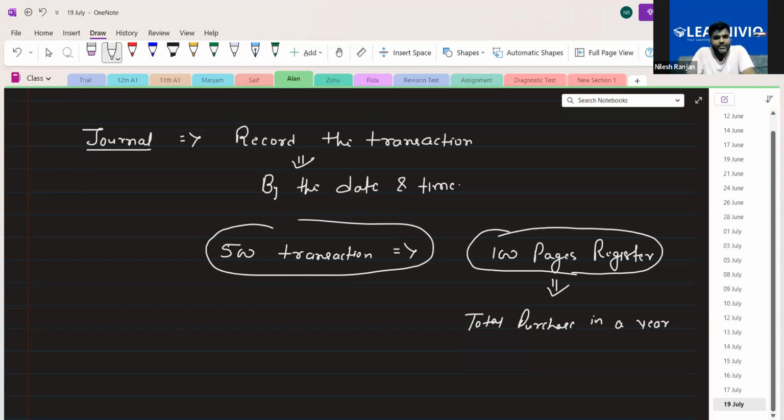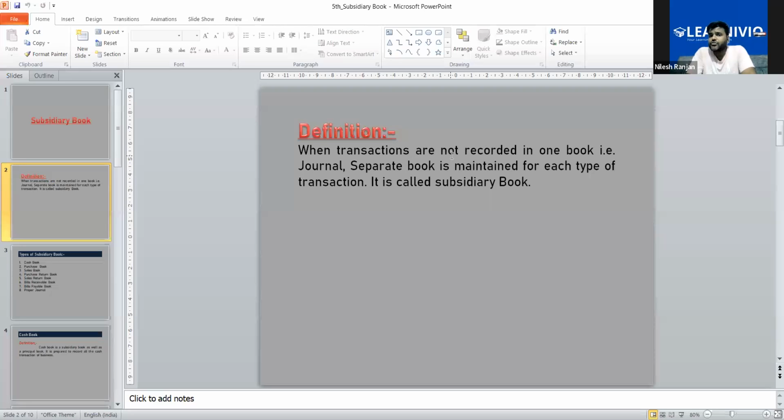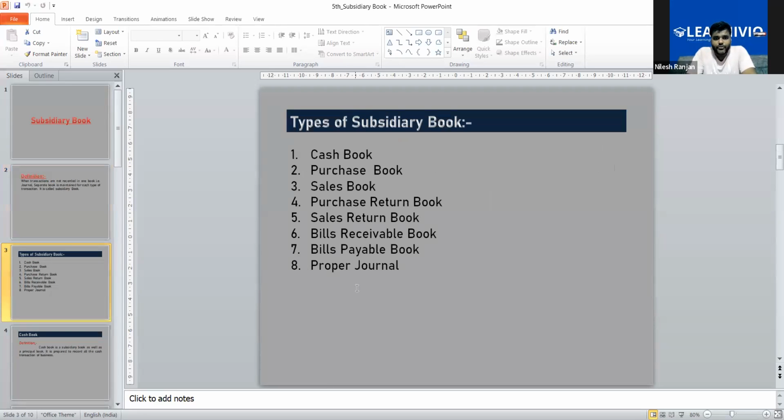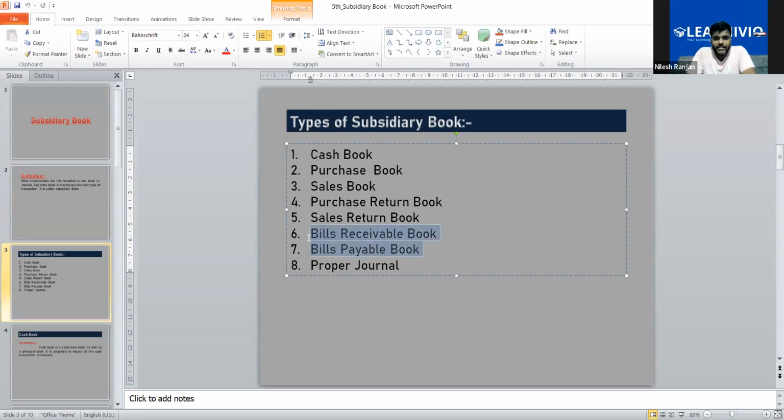You can see the definition: when transactions are not recorded in one book, that is journal, a separate book is maintained for each type of transaction. It is called subsidiary book. And types of subsidiary book, you can see here, total 8 I have written. You don't have to study these two, these are not included in the syllabus. Only 6 you have to study.